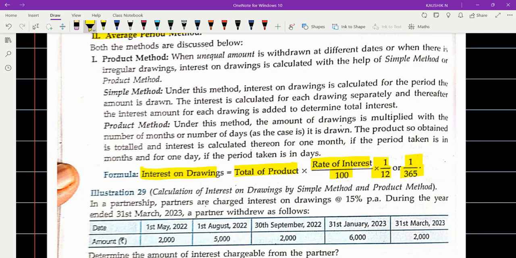Say for example, when you will use this product method or simple method as per the criteria given to you, what is the condition?